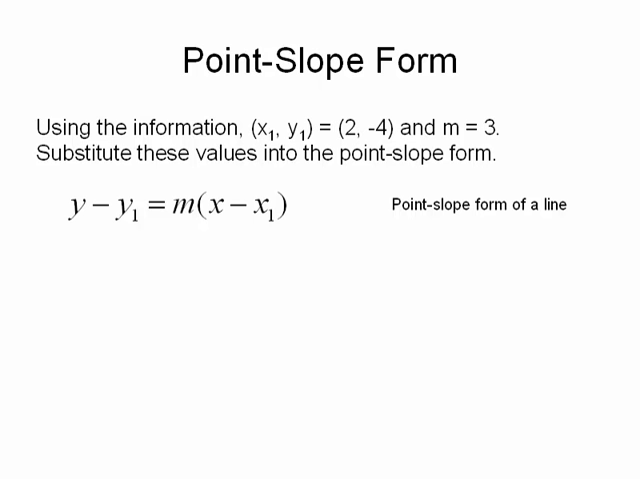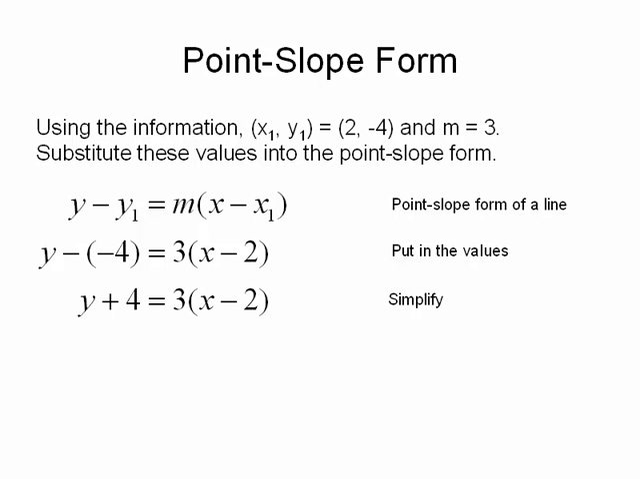We know what the point-slope form is from the previous box. If we substitute in the values, I get y minus negative 4 equals 3 times the quantity x minus 2. Simplify the left-hand side, that gives me y plus 4. And if I distribute the 3 onto the x minus 2, I get y plus 4 equals 3x minus 6. If I solve that for y, I'll find that y equals 3x minus 10. I did this by subtracting 4 from both sides.